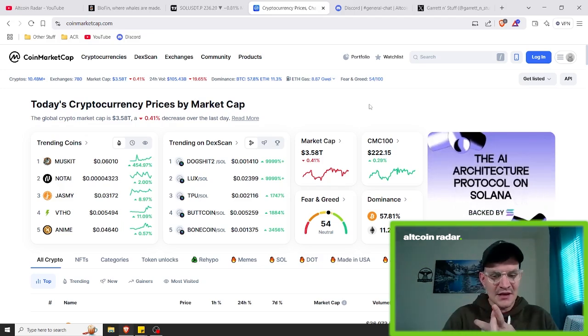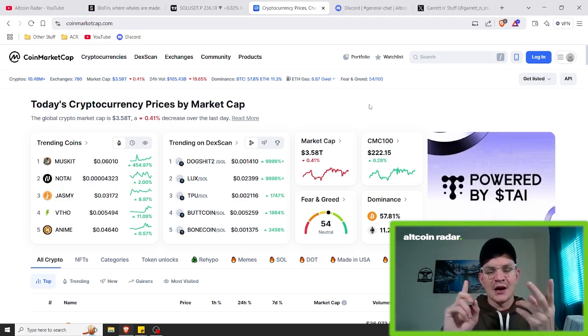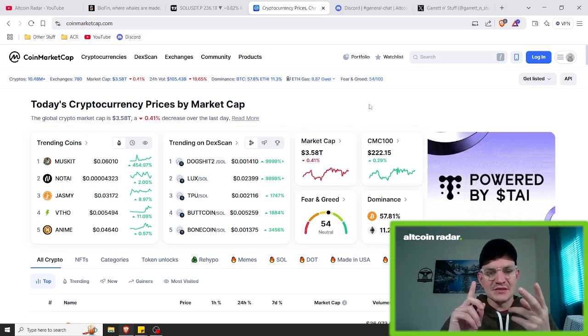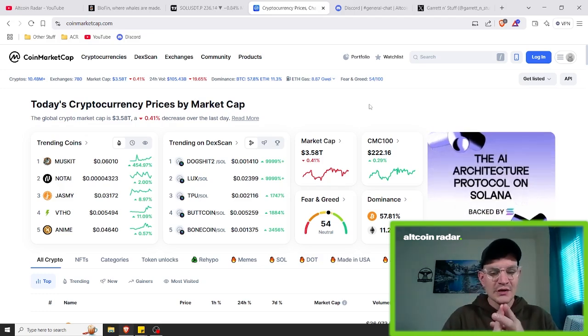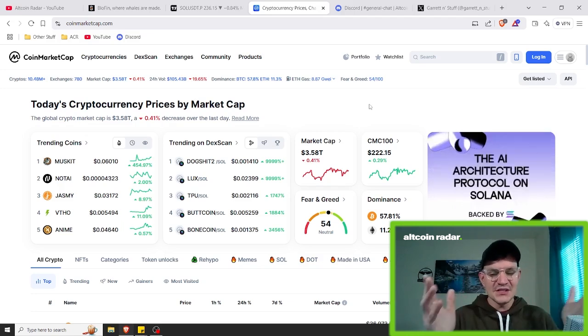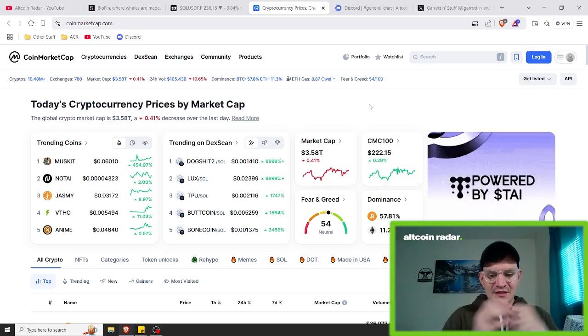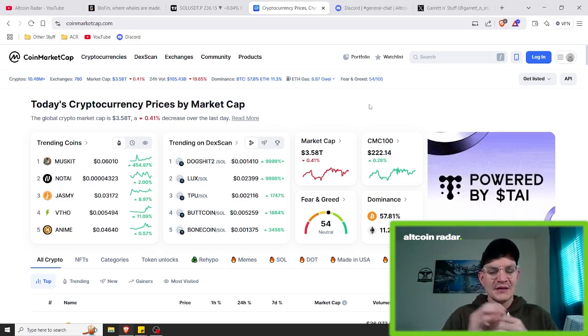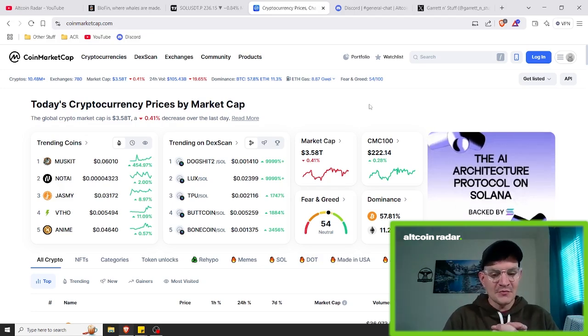I'm talking about lagging indicators such as the RSI, MACD, and specifically going long or short based on overbought and oversold levels, and you can't do that. Okay, you can't be doing this. That's not a formula for winning in the crypto market whatsoever.